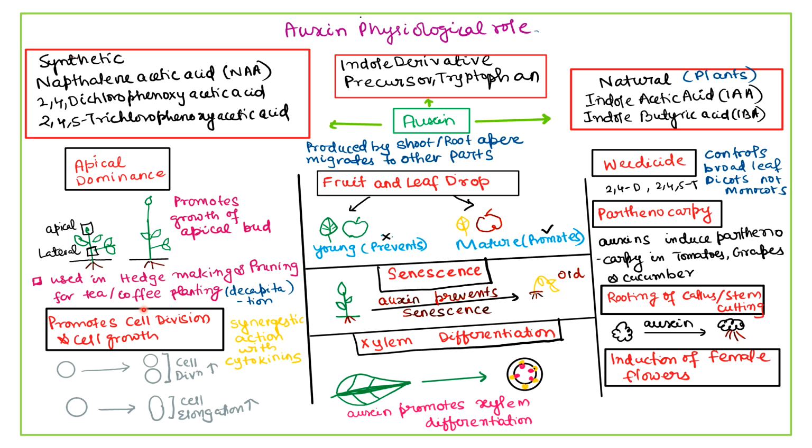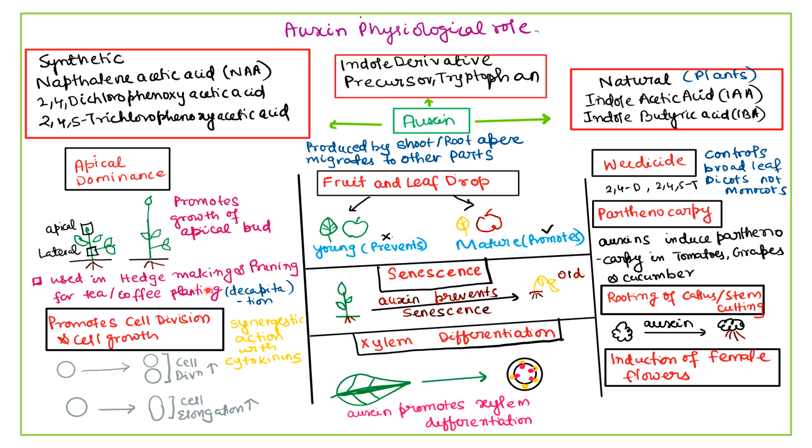Now, you would have often seen that while hedge making, we trim the topmost part of the plant. Why? Because if we do so, the concentration of auxin will decrease, and as a result of this, instead of the apical part, the lateral part will grow, and we will have a bushy appearance for the plant. Okay, now this is also often used in pruning for tea or coffee plantation. That is why for hedge making, tea or coffee plantation, we perform the decapitation of the topmost part, or we try to trim the apical part of the plant.